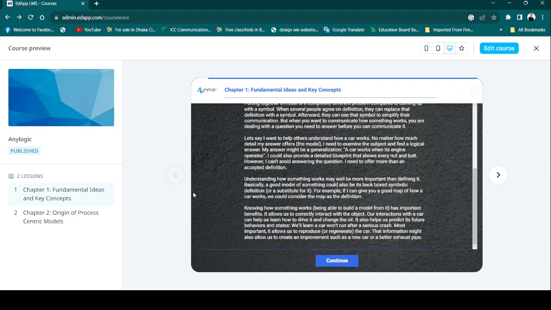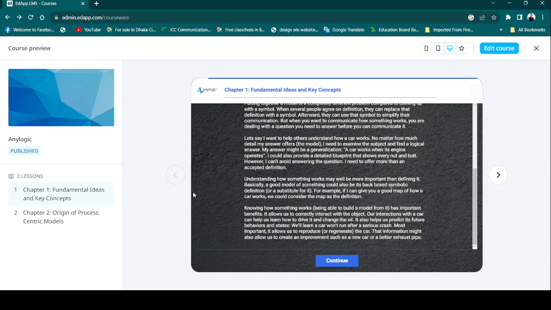Understanding how something works may well be more important than defining it. Basically, a good model of something could also be its black box symbolic definition or a substitute for it. For example, if I can give you a good map of how a car works, we could consider the map as a definition. Knowing how something works, being able to build a model of it, has important benefits.